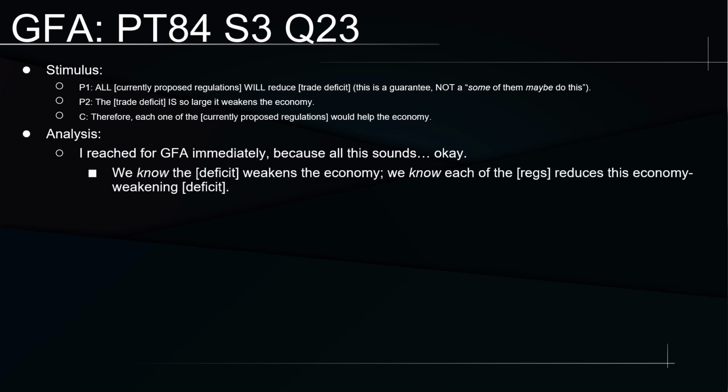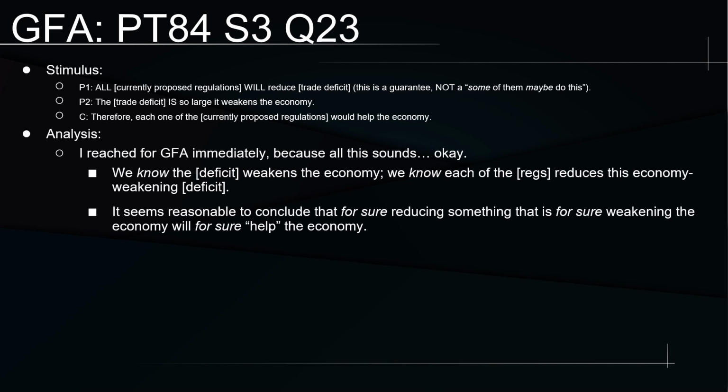We know the deficit weakens the economy according to premise two, and we know each of the regulations reduces this economy-weakening deficit. We get that from premise one. We just know these things. They are not up for question. So it seems reasonable to me to conclude that for sure reducing something, in this case the deficit, that is for sure weakening the economy, that in turn will for sure help the economy.